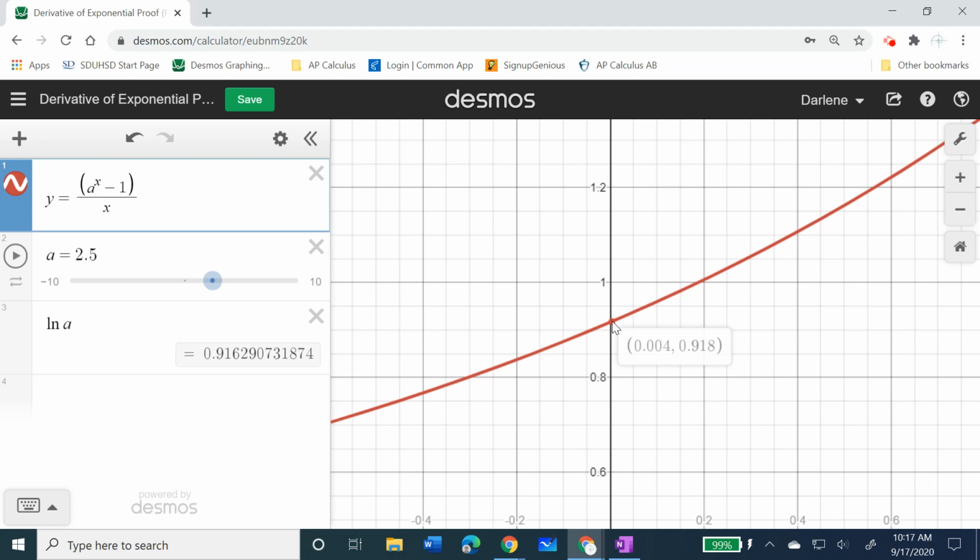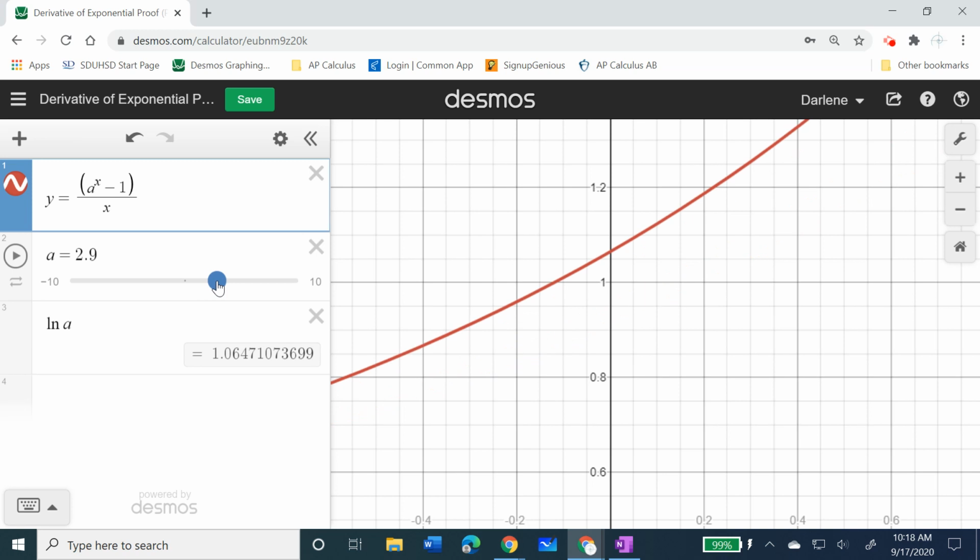And while I'm not very zoomed in, the y value 0.918 and the natural log of that base number are pretty darn close. So it looks like maybe the answer to that limit is the natural log of the base. Maybe. But now I want to move a around and I want you to see it jump over 1.